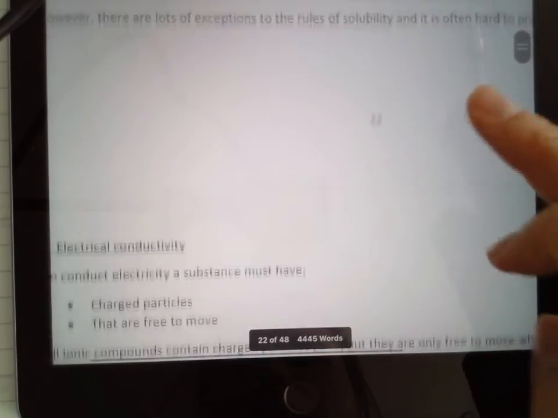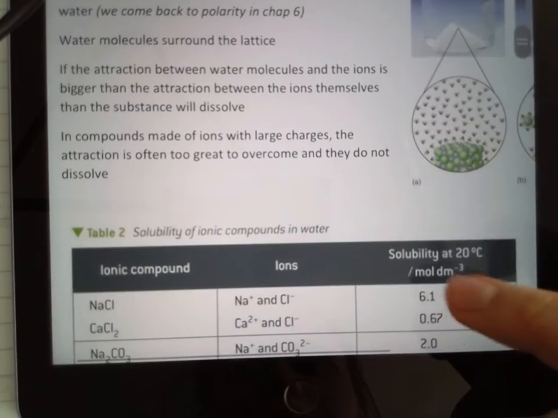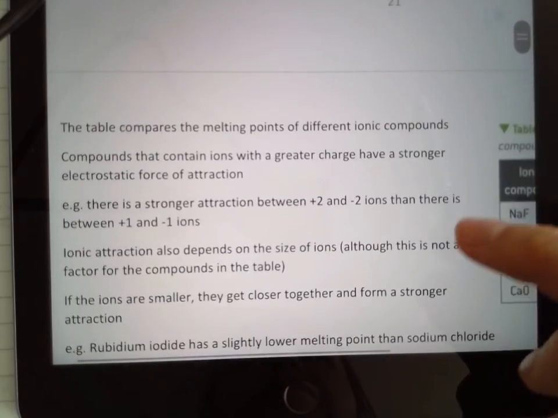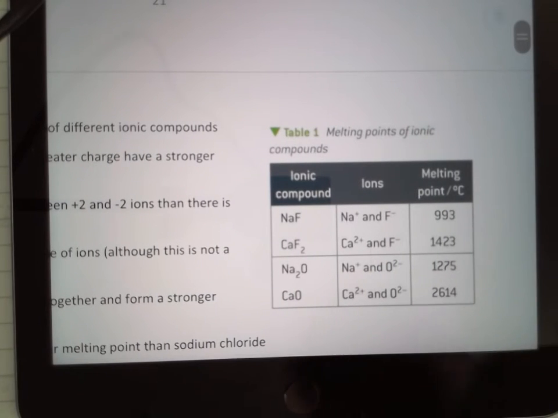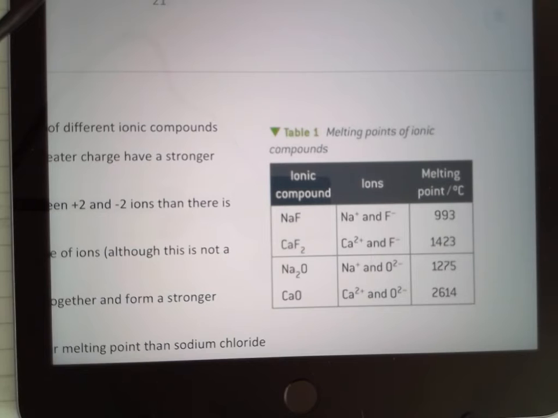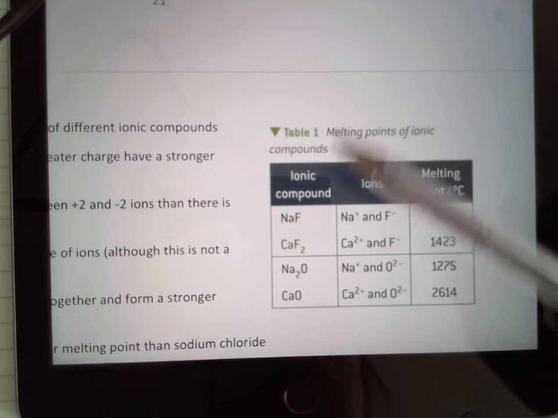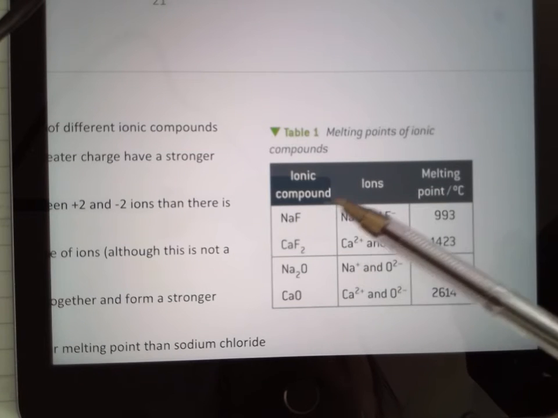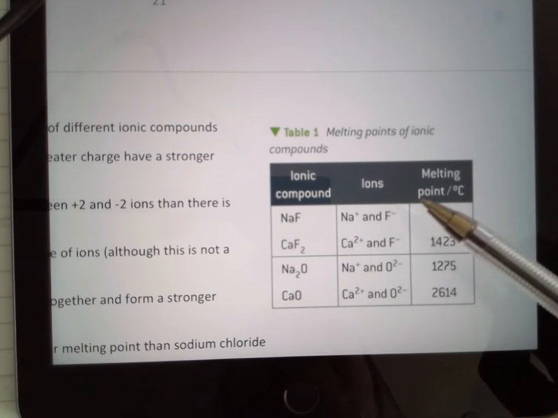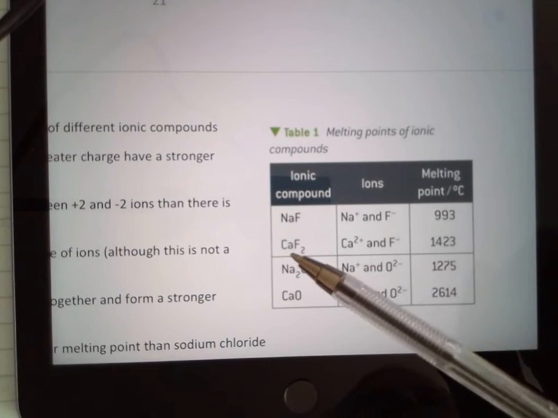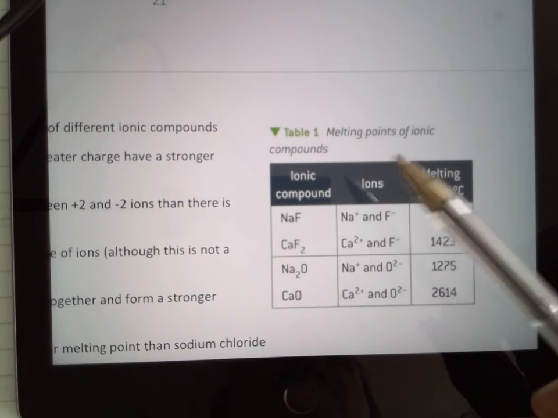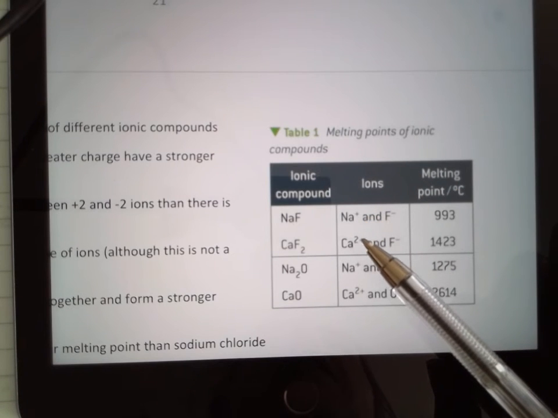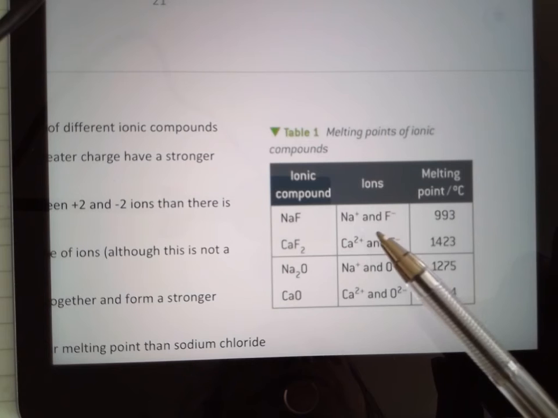And there is actually one thing that I forgot to mention that will help explain that table. When we're looking at the attraction that exists between ions, we said the strong electrostatic force of attraction holds oppositely charged ions together. If we look at this ionic compound, sodium fluoride, the ions present are Na+ and F-. If we look at the next one, calcium fluoride, you've got a Ca2+ ion and an F- ion. The higher the charges on the ions, the stronger the attraction between them will be.